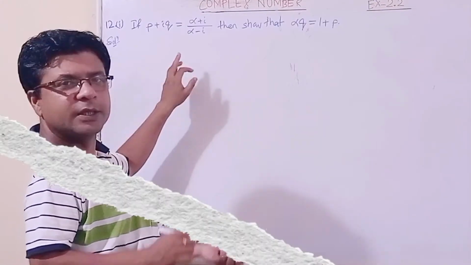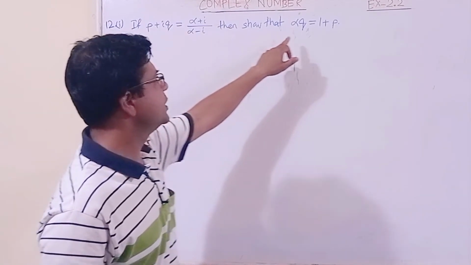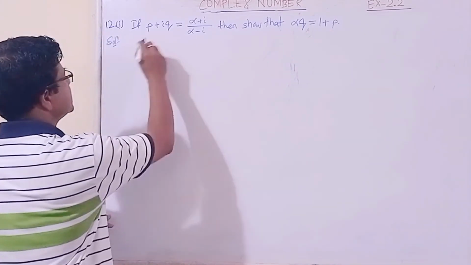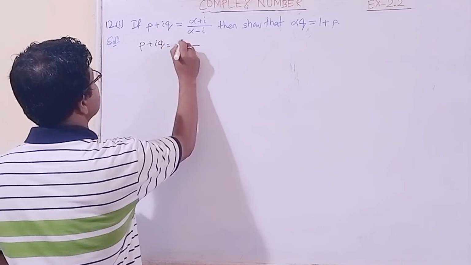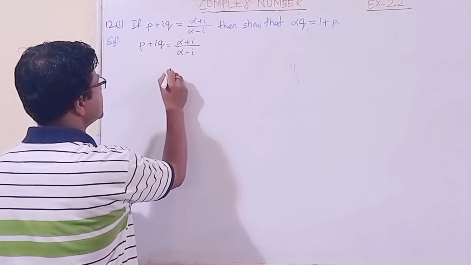Is it okay? Then in question number 12.1, if p plus iq is equal to this, then show that alpha q equals 1 plus p. So let us take the help of this. p plus iq equals (alpha plus i) over (alpha minus i). Let us try to simplify this.